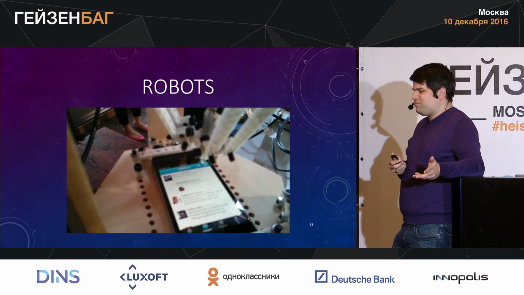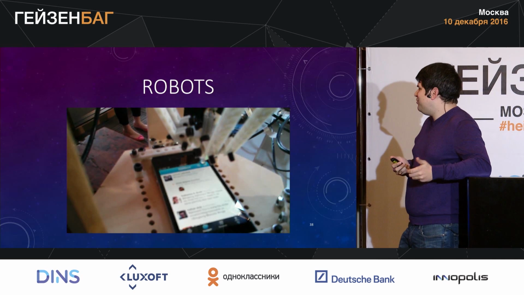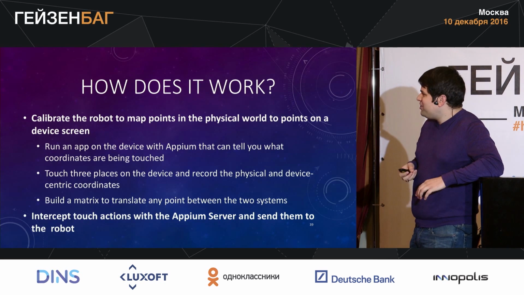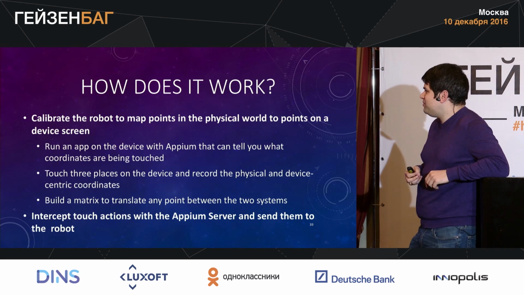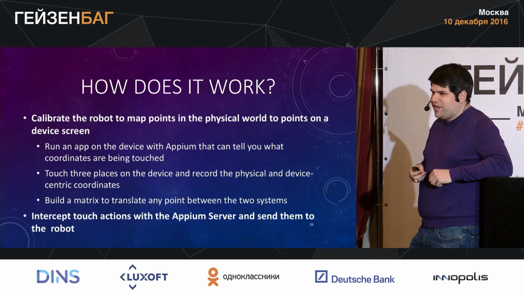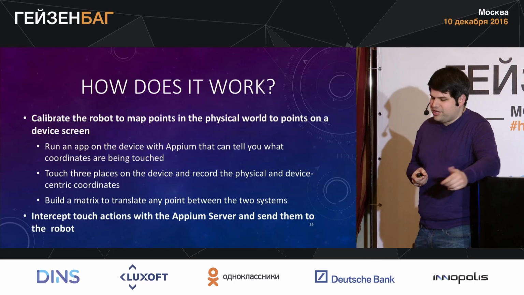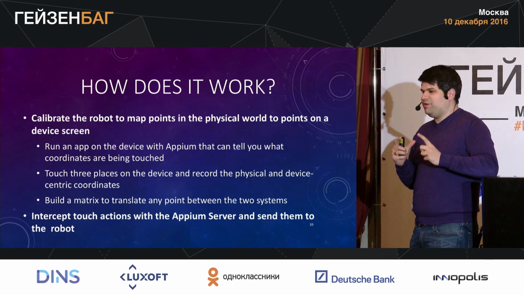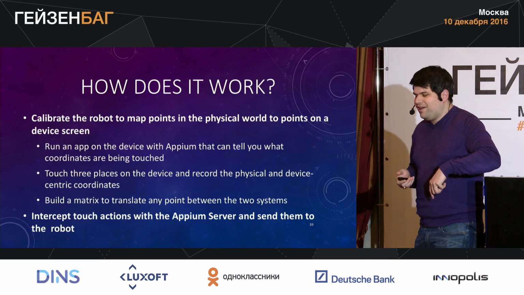But that's an Appium script controlling a robot that's then touching a mobile phone. And you may say, what? But I'll explain how it works and how Appium supports this. It's kind of simple when you think about it. We have an app that we've written for iOS that whenever you touch a point on the screen, all it does is display a UI element with the coordinates that you're touching.